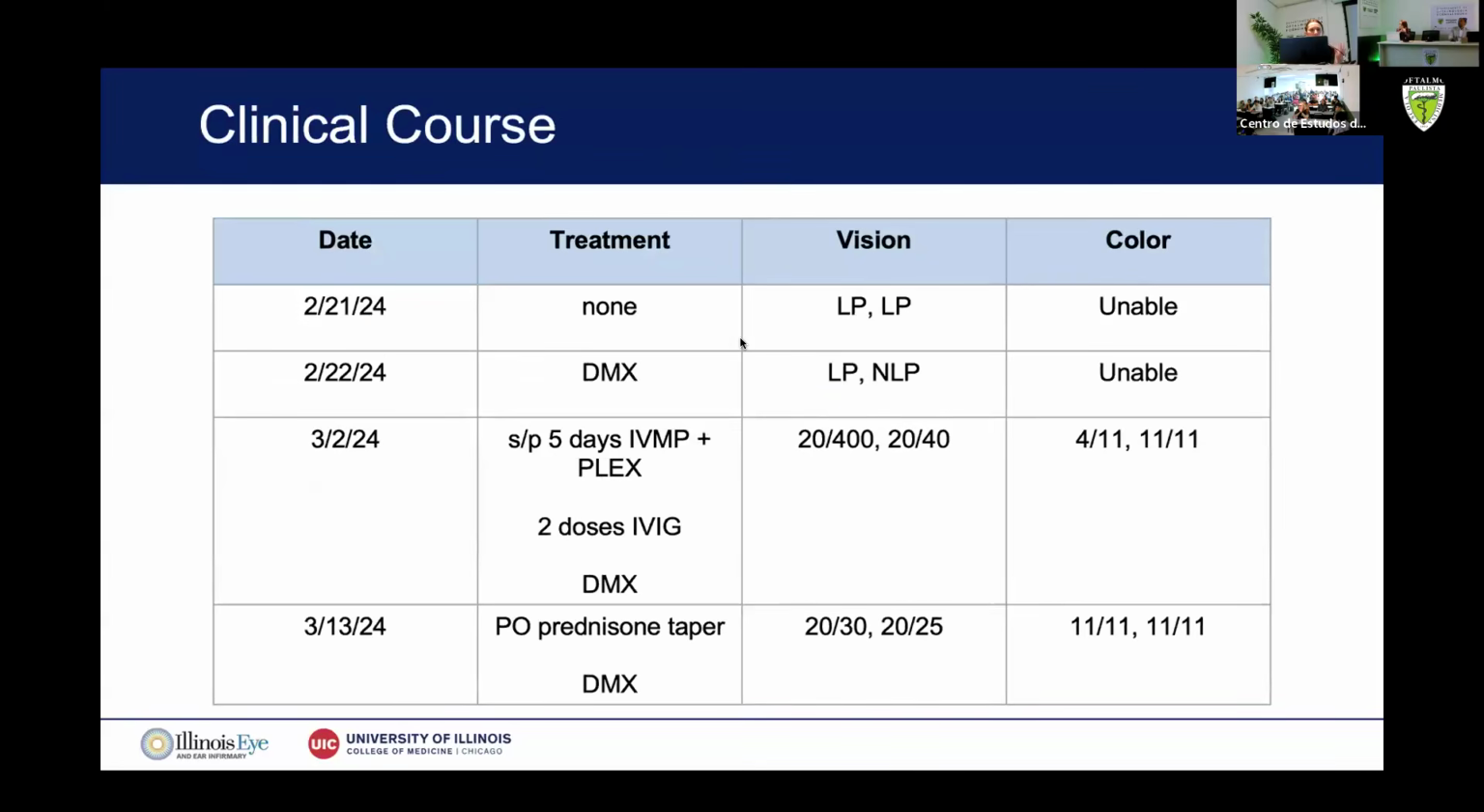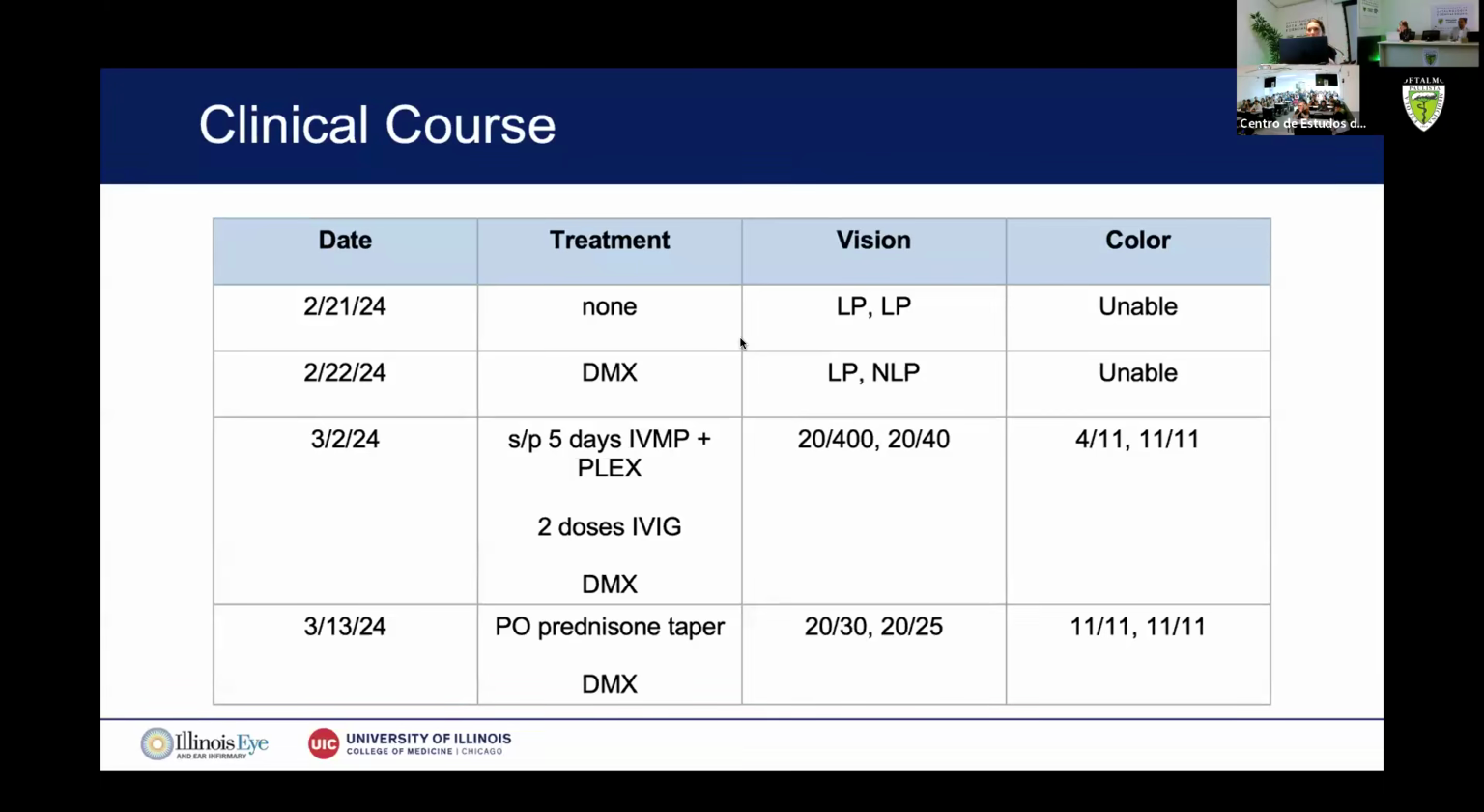So let's review his clinical course. He initially presented in February on the 21st with light perception vision in both eyes on no treatment. He was admitted, the opening pressure was elevated. He was started on Diamox at that point, and then his vision dropped a little bit more. He had not started treatment yet with the IV methylprednisolone. It was LP and NLP in the left eye. After a 10-day admission, he got IV methylprednisolone, the plasma exchange therapy, as well as 2 doses of IVIG in preparation for maintenance outpatient treatment, given the extent and aggressiveness of the vision loss in both eyes.